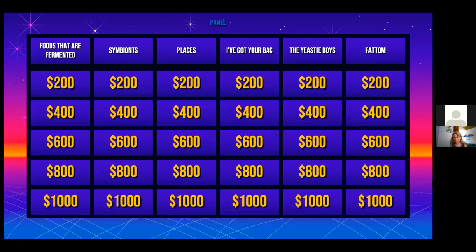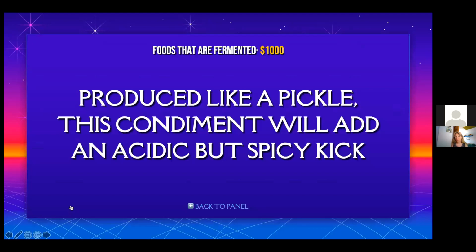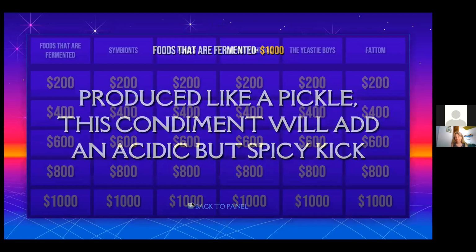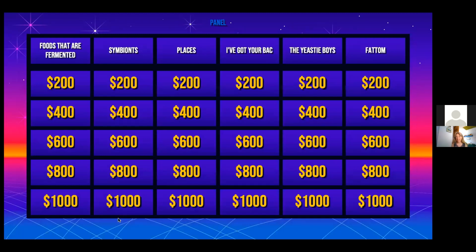Eva says foods that are fermented for 1,000. Produced like a pickle, this condiment will add an acidic but spicy kick. Adrian says soy sauce. Alexis says hot sauce. Hot sauce is correct. Sauerkraut? I wouldn't call sauerkraut spicy, but you could add whatever you want to it. But you were going for hot sauce? I was going for hot sauce. Yep. Next category, dollar amount.